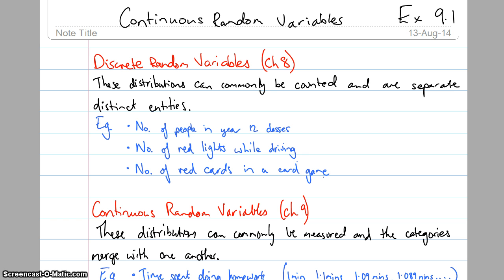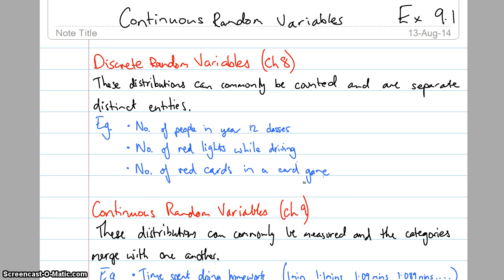Essentially the difference is that discrete random variables, this is chapter 8 in your textbook, have distributions that can commonly be counted and are separate, distinct entities. For example, the number of people in Year 12 classes, or the number of red lights while driving, or the number of red cards in a card game.